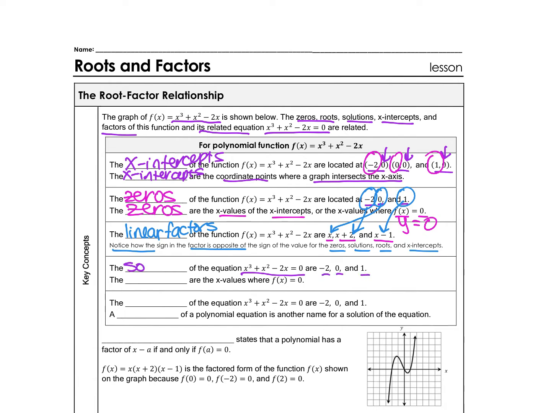Next piece, the blank of an equation, so that's equal to 0, or -2, 0, and 1. Those are called solutions. And then the blank are the x values where f of x equals 0, which means y equals 0. So the x values are also called solutions. So notice all of this is very similar. Zeros, solutions, they mean the same thing. Okay, notice the next part is also very similar. And this is roots. So roots, solutions, and zeros mean the same exact thing. X-intercepts go with it too, except it's written as an ordered pair for an x-intercept. And then a root of a polynomial equation is another name for the solution of the equation.